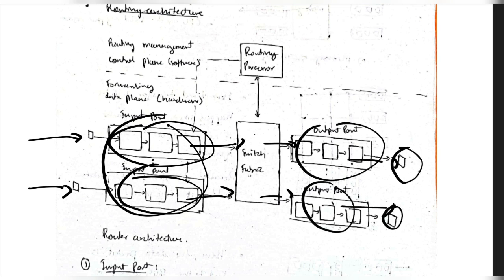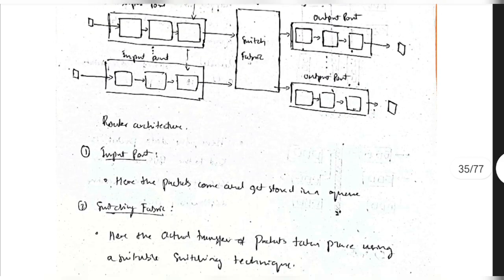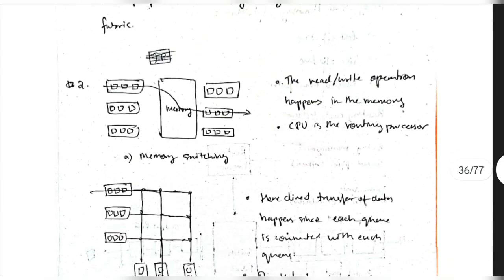So you got to know about the input port and the output port. The routing processor just processes whatever is happening in the routing, and the switch fabric will decide which path to take. So that's the 4 things which you have to explain.